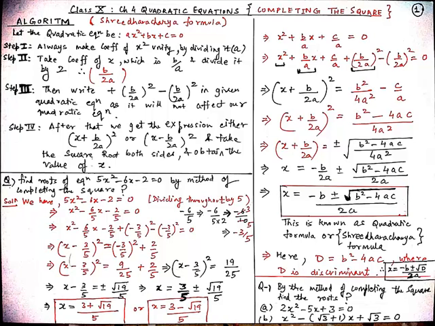So from here, the value of x is equal to 3 upon 5 plus minus root 19 upon 5. So there are two square roots which we have obtained: x is equal to 3 plus root 19 upon 5, or x is equal to 3 minus root 19 upon 5.